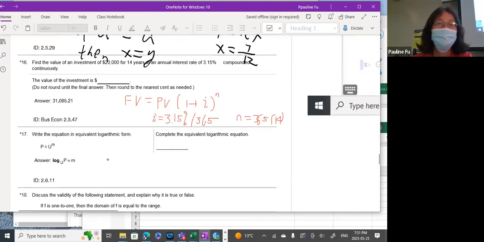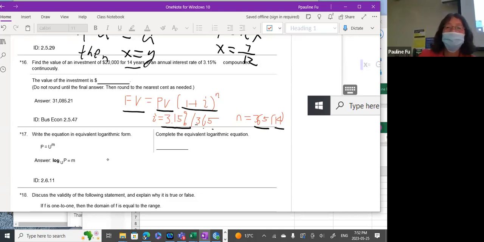Okay, question 16. Find the value of an investment of 20,000 for 14 years, if the annual interest rate is 3.15% compounded continuously. Actually, this question is from modules 11, 12, so for now you can ignore it. It is financial mathematics, compound interest. If you really want to know, this is the formula: future value equal to present value times 1 plus interest raised to power n. You can consider compounded daily, so term n is 365 times 14 because it is for 14 years, and 1 year has 365 days.